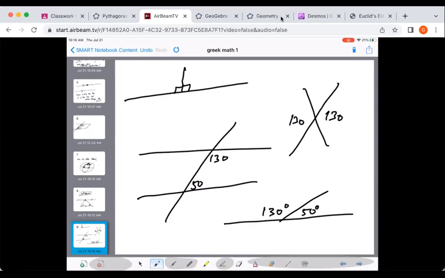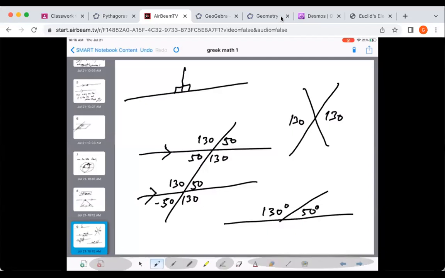And in this picture, like a letter Z, two parallel lines crossed by a transversal, there are 8 angles formed. And half of them are 50. And half of them, all the obtuse ones, are 130. And all the acute ones are 50.